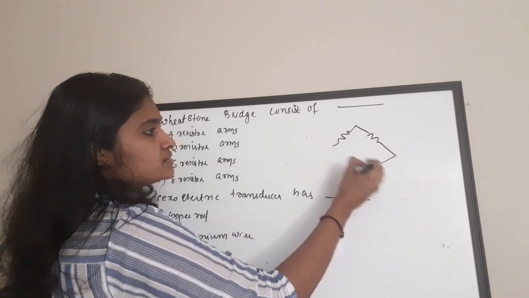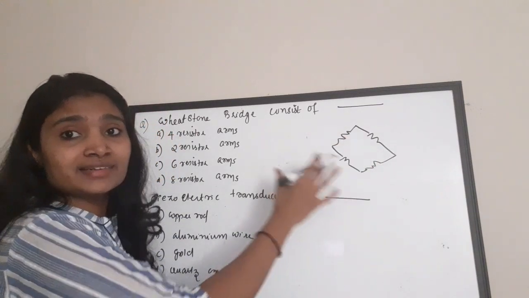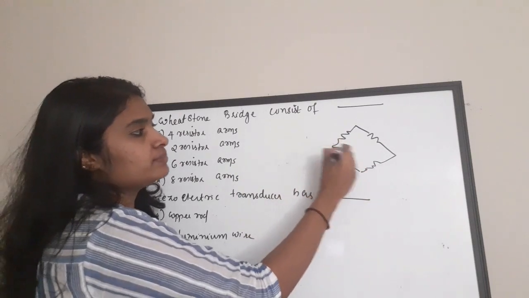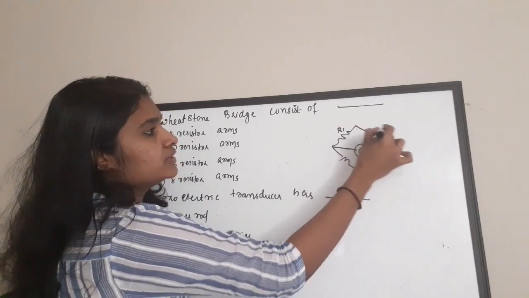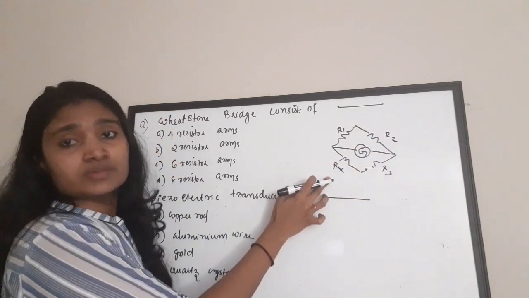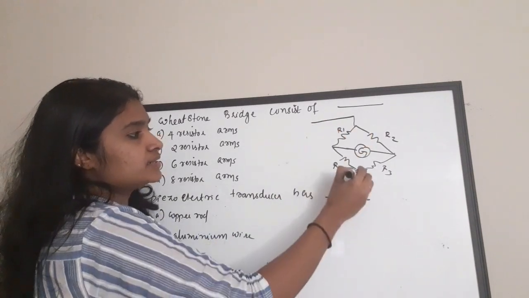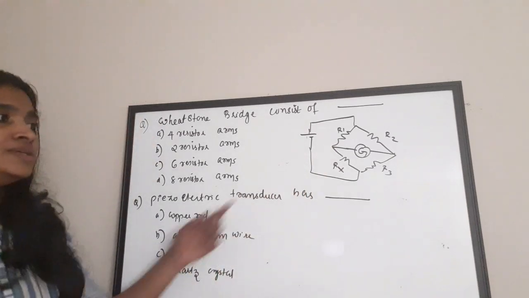I'll draw the figure roughly for a Wheatstone bridge. It will look like this. This is a 4-armed circuit, so the correct answer will be 4-arm. Anyway, I'll complete it. There is a galvanometer connected here. These are R1, R2, R3, and this is Rx, which is the unknown resistance, and it is connected to a voltage source. So this is a Wheatstone bridge.